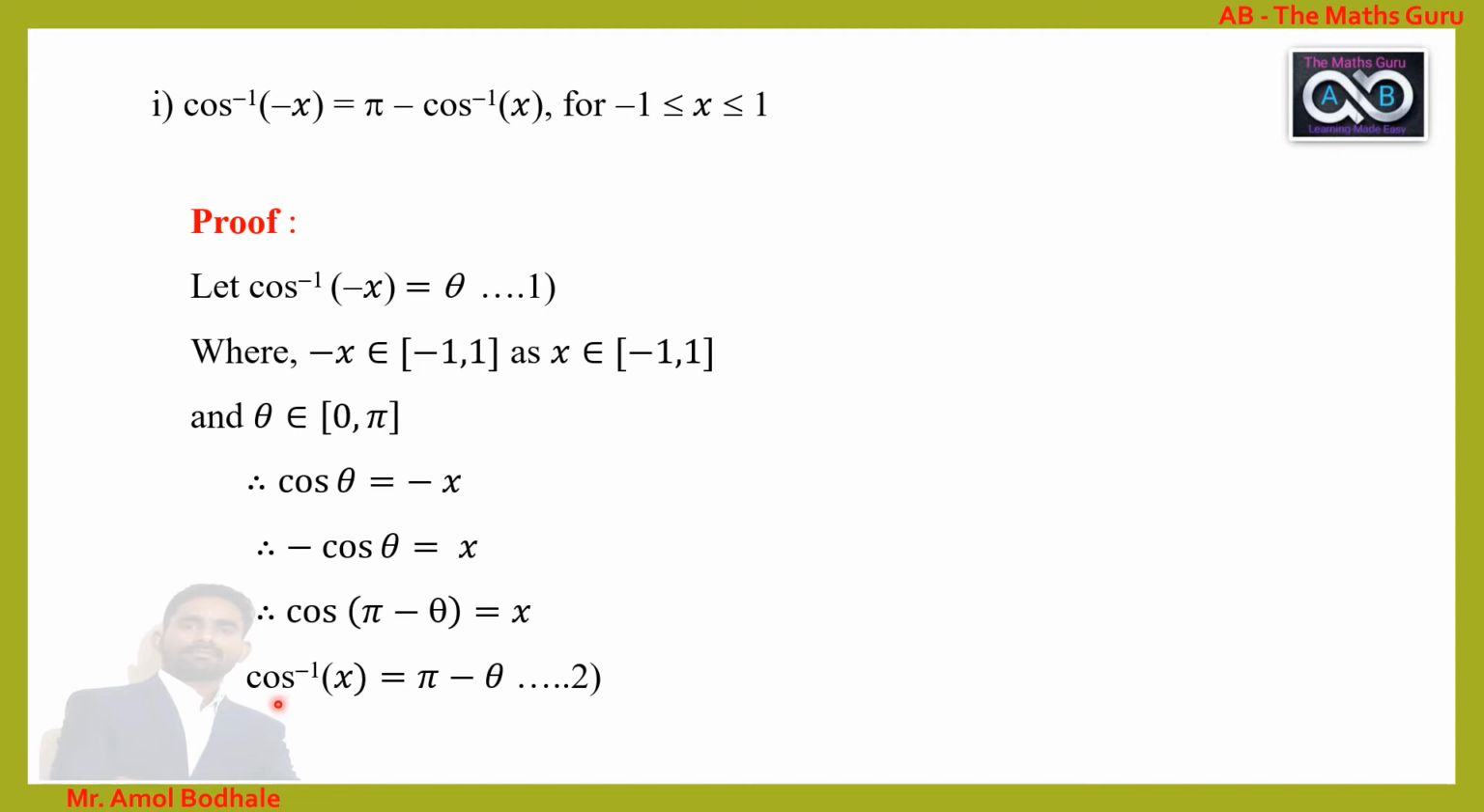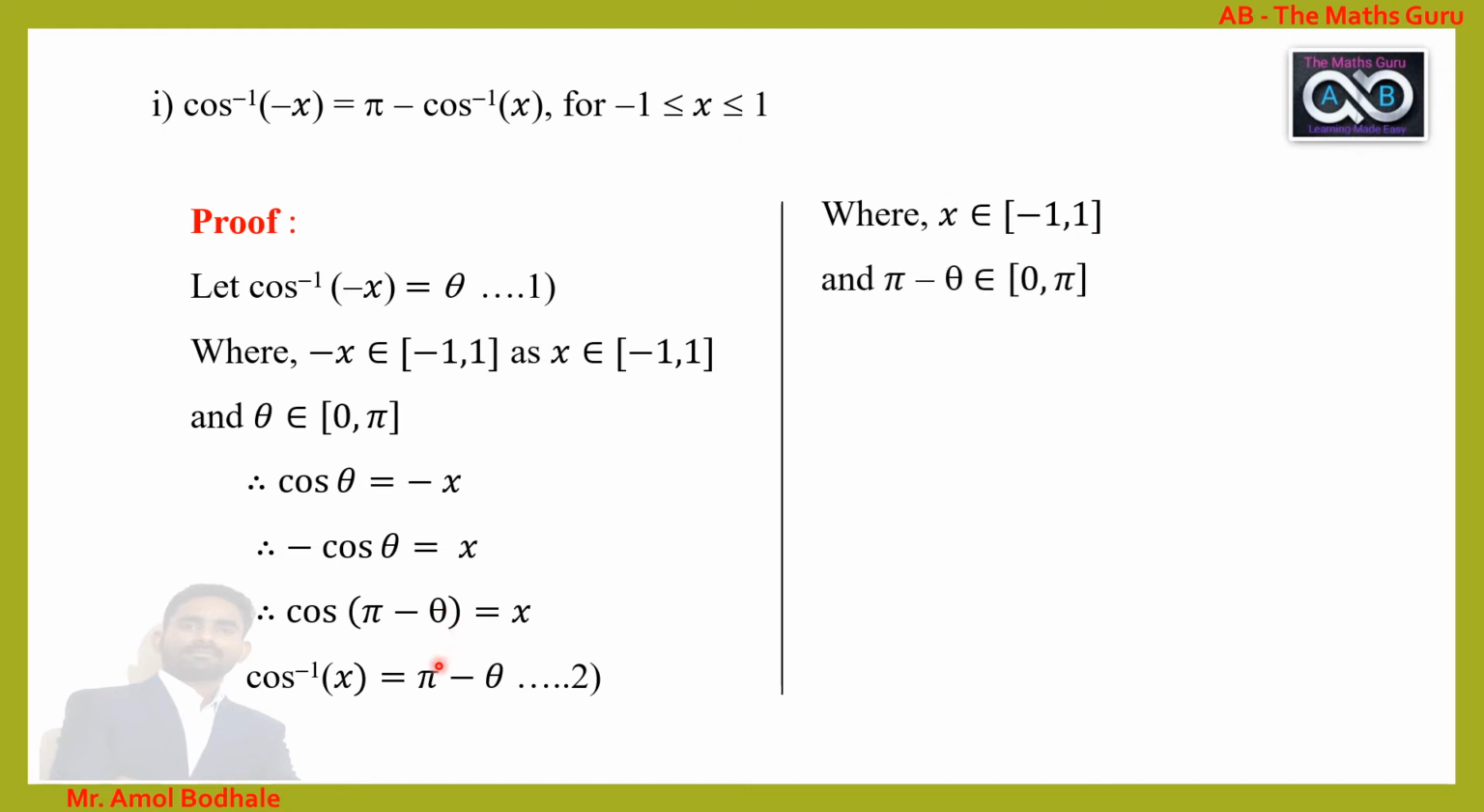But to write cos inverse of x equal to pi minus theta from cos of pi minus theta equal to x, what are the restrictions on x and pi minus theta? So here x must belong to the domain of cos inverse, which is x belongs to minus 1 comma 1, which is given here, and the angle pi minus theta must belong to the range of cos inverse, which is the closed interval 0 comma pi.